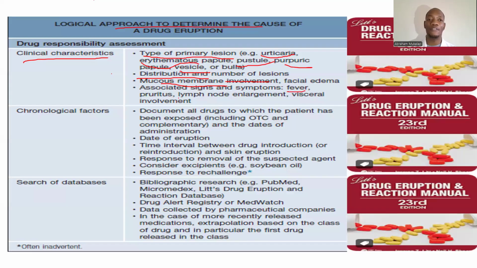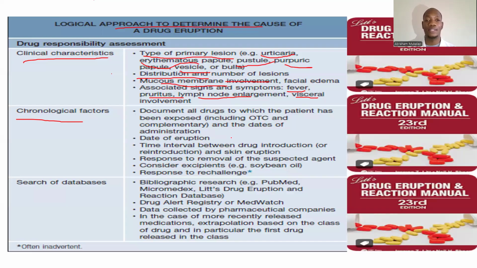Is the patient having fever? Is there pruritus? Is there lymph node enlargement? Is there visceral involvement? So that will also give you a picture. Then after getting the history and examination and associated factors of these drug eruptions, you can now go on and document all the drugs that the patient has been on, denoting their particular time when those drugs were started versus when the reaction occurred.